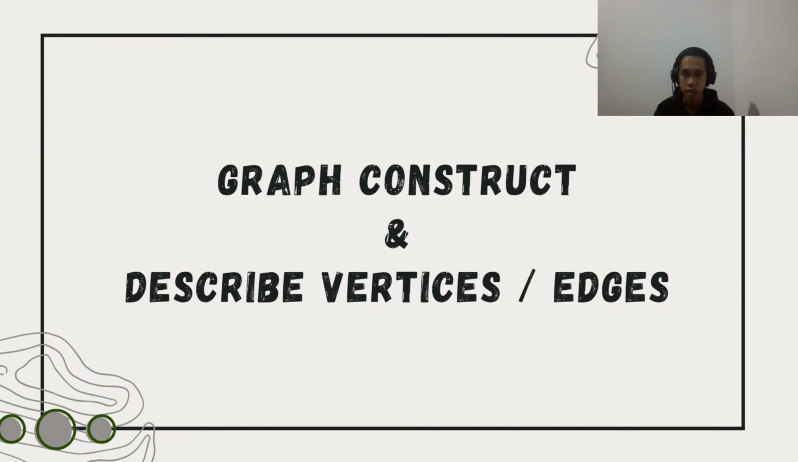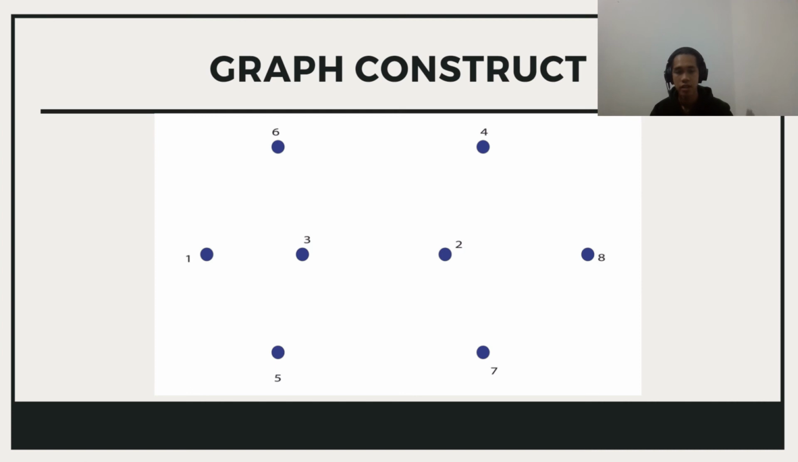Next, we'll be looking into graph construct and describing vertices and edges. As you can see in the diagram above, we have laid out several nodes or vertices to represent houses and one specifically to represent the telecommunication domain. We have 8 vertices or nodes across the image, which is 1, 2, 3, 4, 5, 6, 7, and 8 respectively.